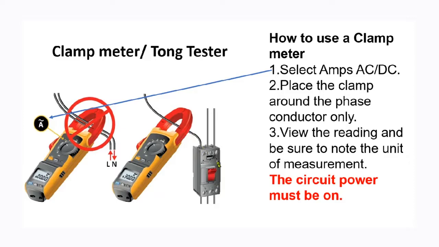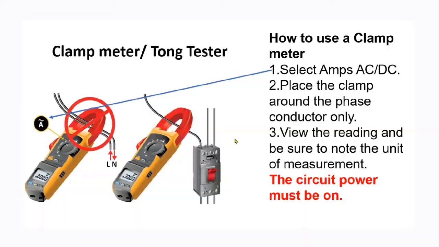In the second drawing, you will notice that we have three phases coming to this circuit breaker. Whenever you are testing those three phases, the red phase, the yellow phase, and the blue phase, make sure you test them one phase at a time. You cannot put two conductors or three conductors inside this clamp. Only one conductor at a time. Whenever you are testing for current with this instrument, make sure that the circuit is energized. In other words, the power is connected.